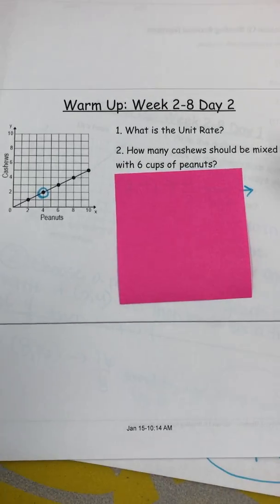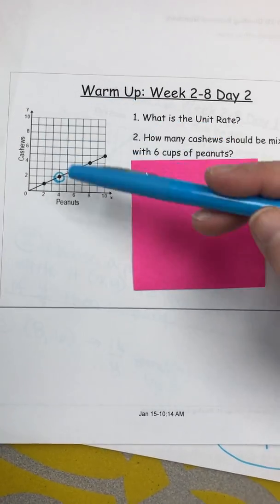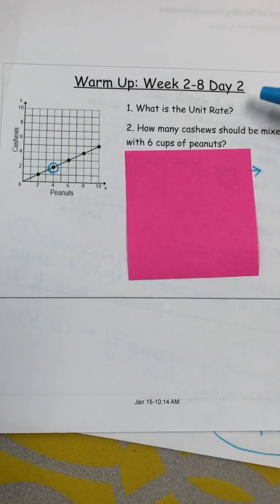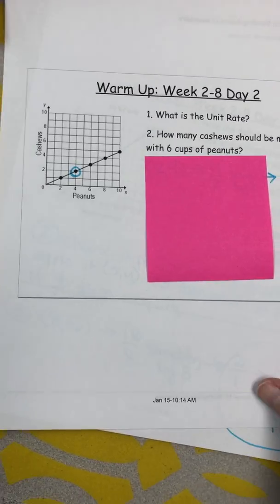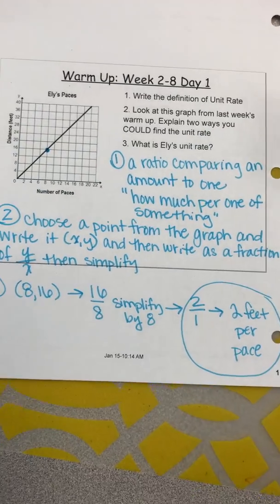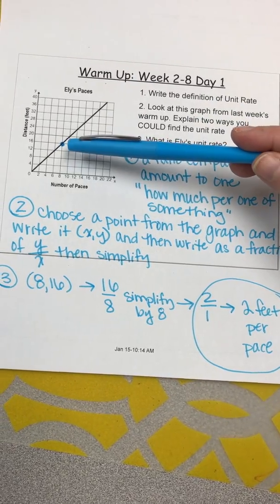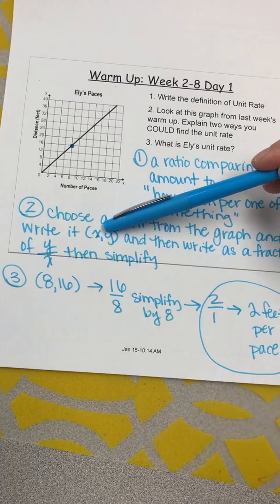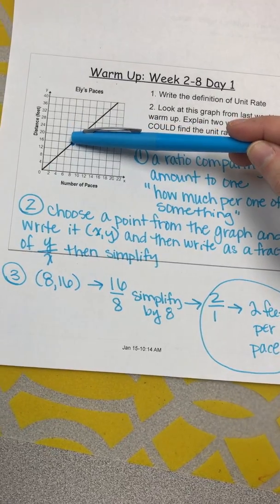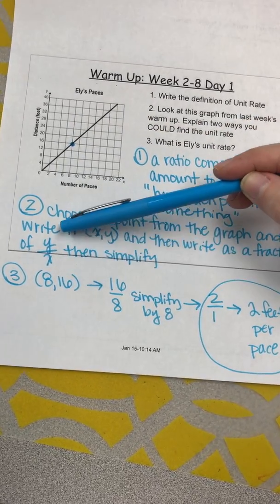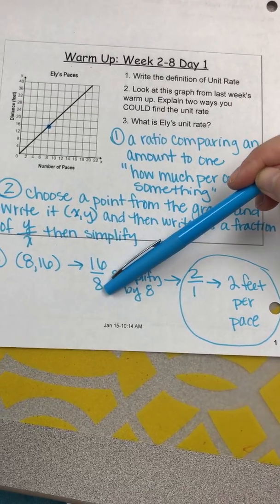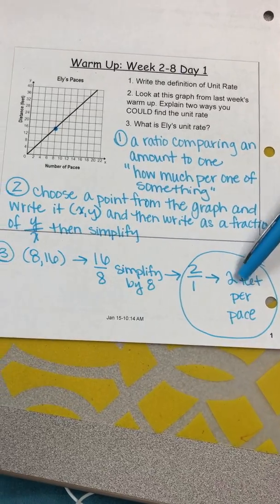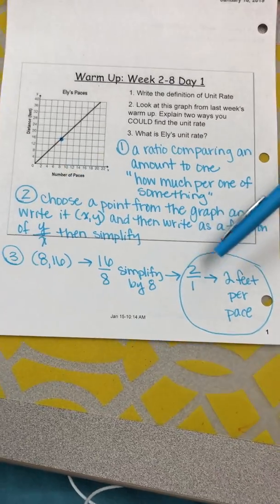All right, for today's warm-up, we are looking at a graph very similar to yesterday. And question 1 is asking what is the unit rate of the graph. So if we look at yesterday's warm-up, we talked about how to find a unit rate from a graph: you choose a point and write it x, y. So I chose the point 8, 16 yesterday and wrote it y over x. And then you simplify to get that the unit rate was 2 feet per pace.